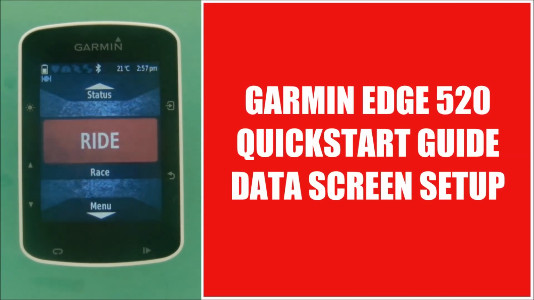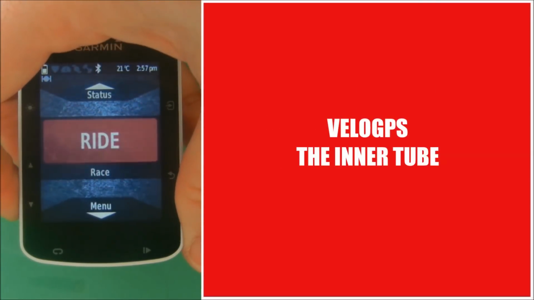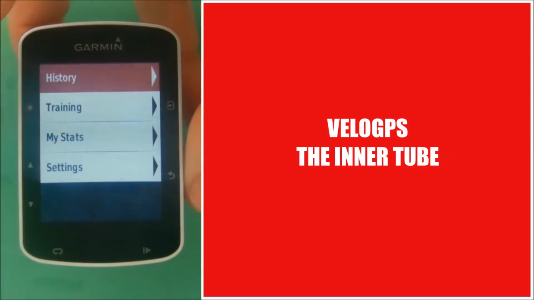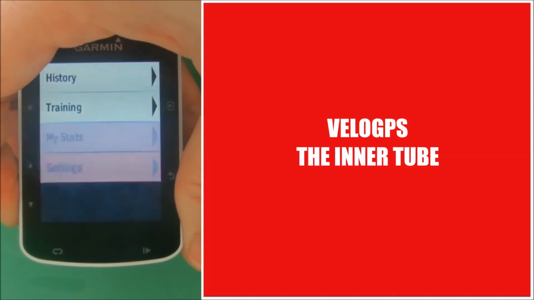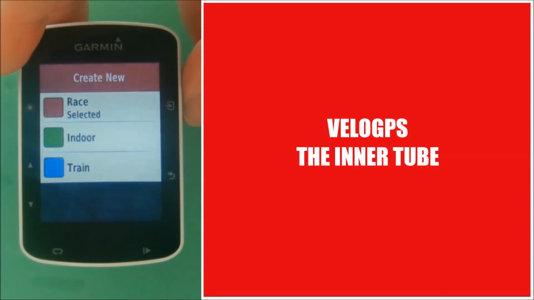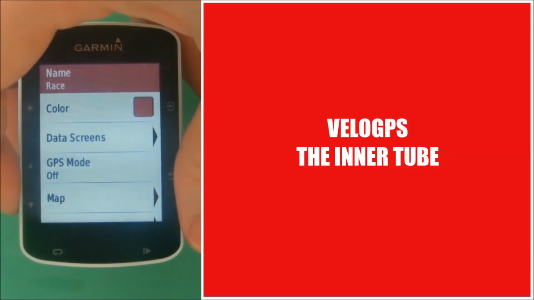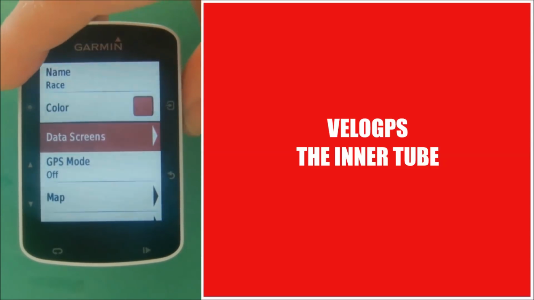In this Quickstart guide we're going to show you how to set up the data screens on your Garmin Edge 520. So let's take a closer look at exactly how to do that. You need to hit the down arrow to select menu, and then from menu we're going to choose settings, and then we're going to select the activity profile which we wish to adjust. So we're going to adjust race, and then we look for data screens.